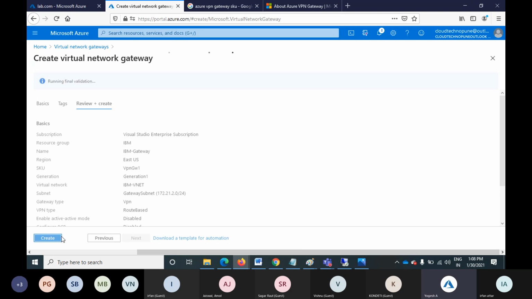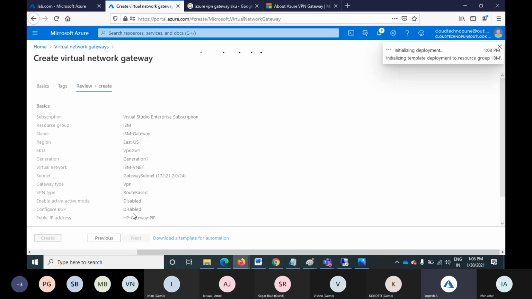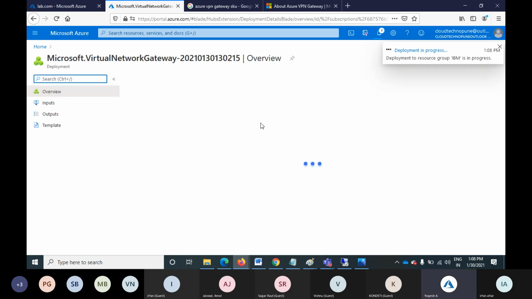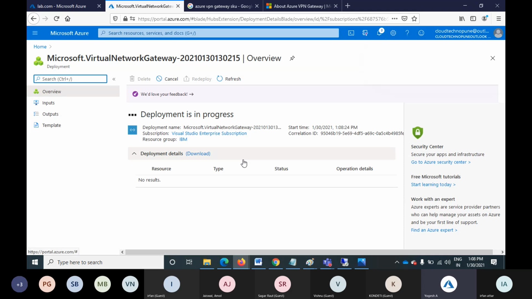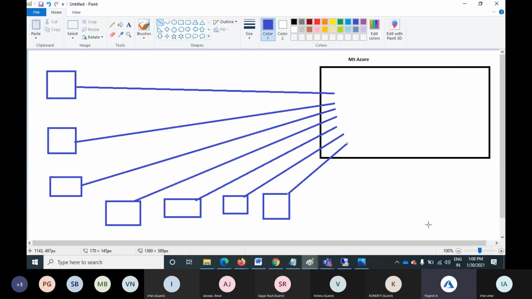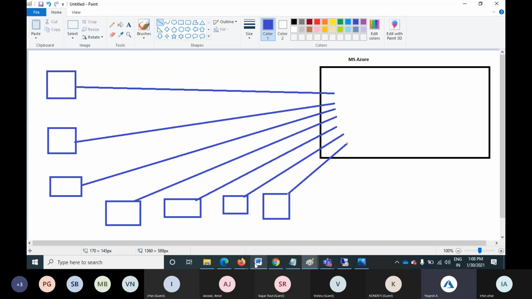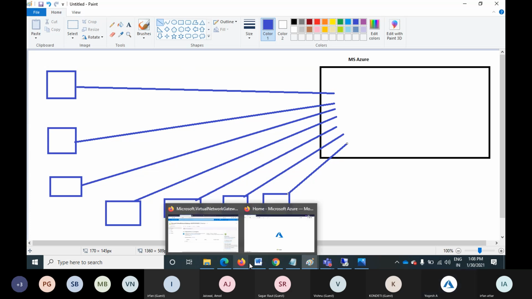And let's create here. Okay, so it will take around 20 to 25 minutes to deploy. Meanwhile, we'll have one more infrastructure, which is HP. So I will log in into my other subscription, and then we'll deploy one more gateway.